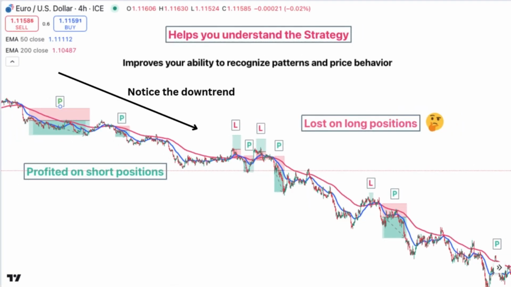Next, it helps you to understand your strategy. During backtesting, you can review many trades and it improves your ability to recognize patterns and price behavior. I find that this process is essential for checking out how your strategy would have performed in different trading conditions. Then thirdly, it helps you to build confidence.